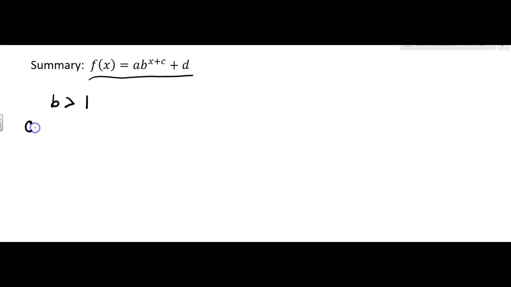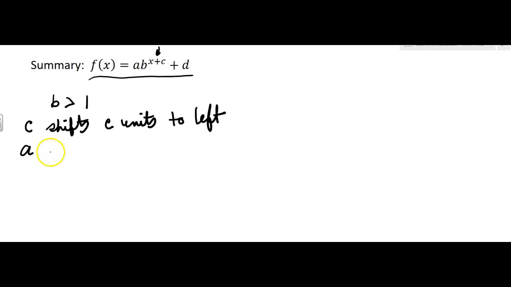Well, c shifts c units to the left. I find it interesting that they write it that way, but it's written as x plus c, and that's why it's moving to the left. Okay? Then we have, do they talk about if it's negative x? They don't.